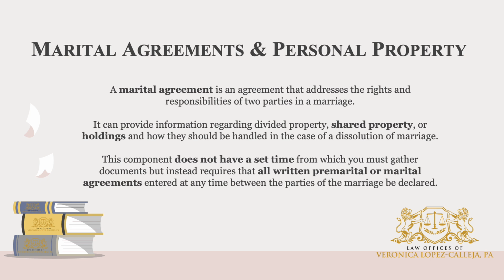Marital agreements and personal property. A marital agreement is an agreement that addresses the rights and responsibilities of two parties in a marriage. It can provide information regarding divided property, shared property, or holdings and how they should be handled in case of a dissolution of marriage or divorce. This component does not have a set time from which you must gather documents, but instead requires that all written premarital or marital agreements entered at any time between the parties of the marriage be declared.